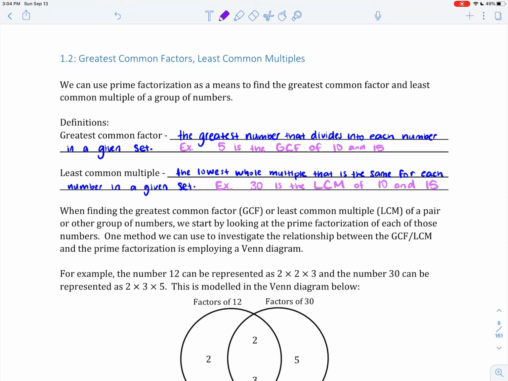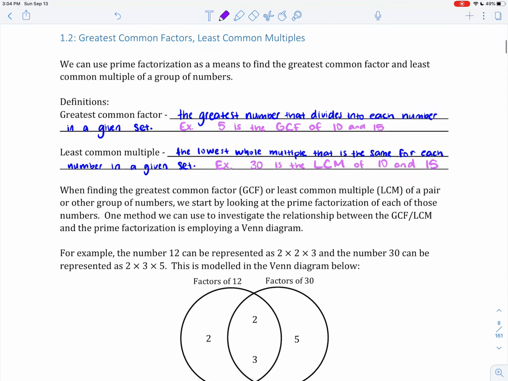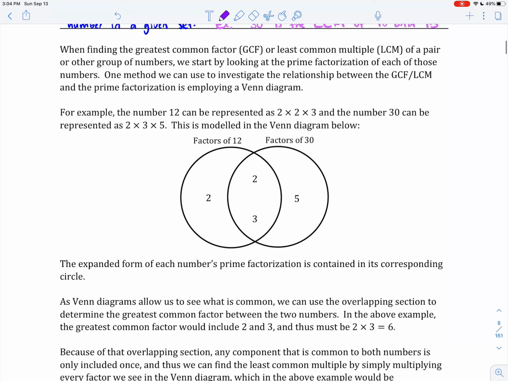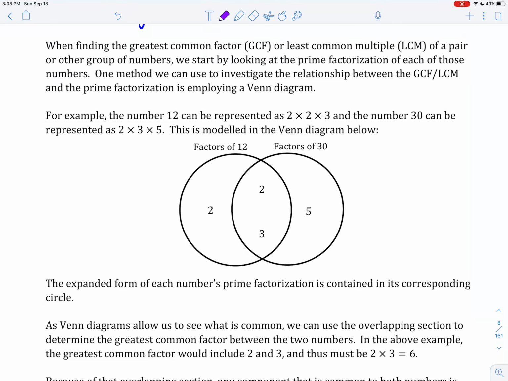There are a whole bunch of ways to find greatest common factors and least common multiples. We're going to show you some ways to do so. These methods can be handy, but if you have other methods that you prefer, that is certainly acceptable. One thing we can look at is a Venn diagram, and Venn diagrams can help if we break down the numbers into their prime factorization.